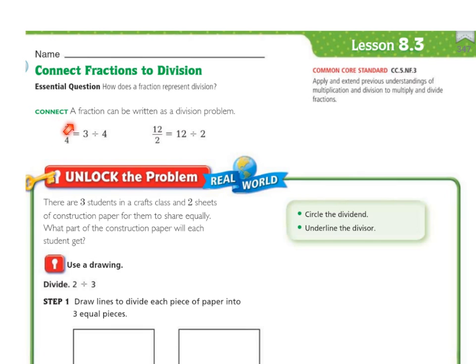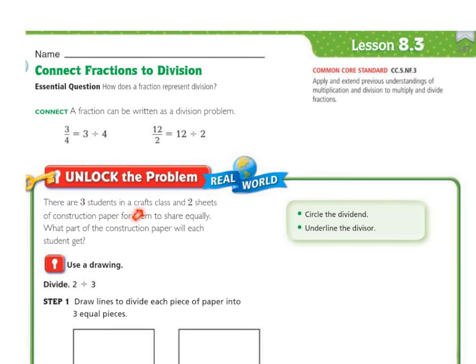I always like to say that the fraction line says the word "divided." So 3 divided by 4. You can see how they wrote 3 divided by 4, and 12 divided by 2. So let's unlock the problem.